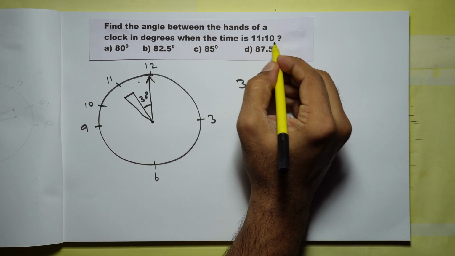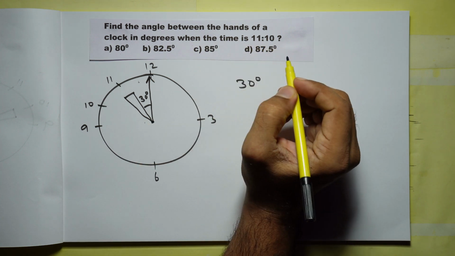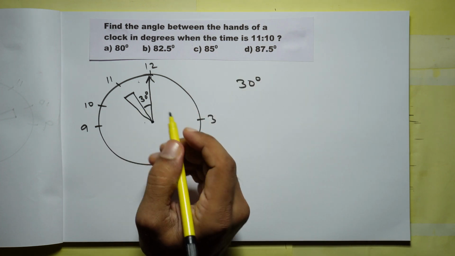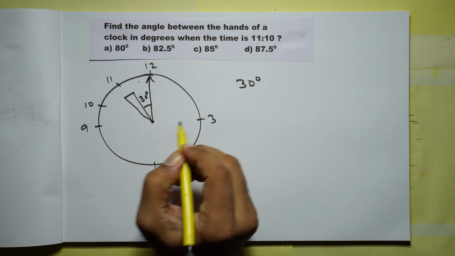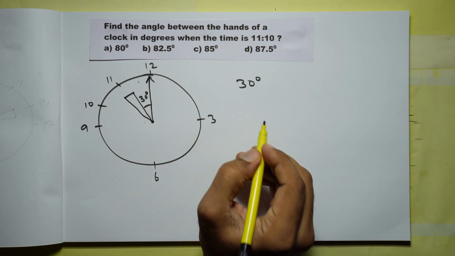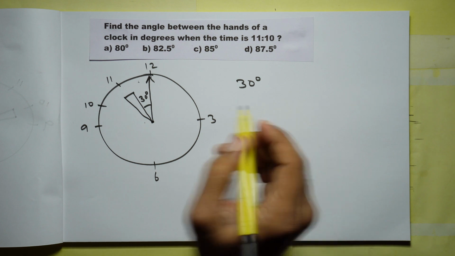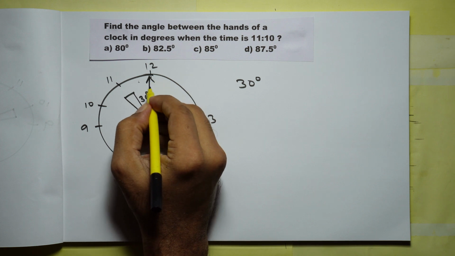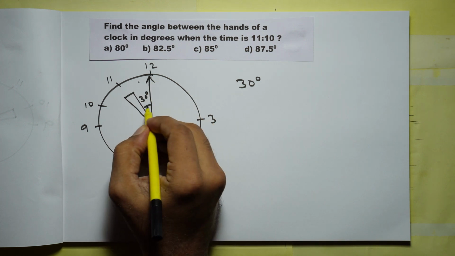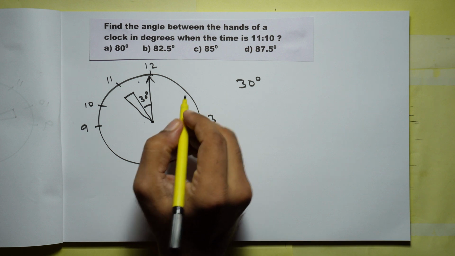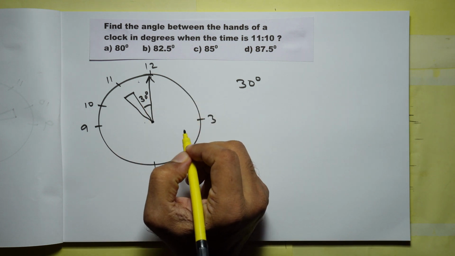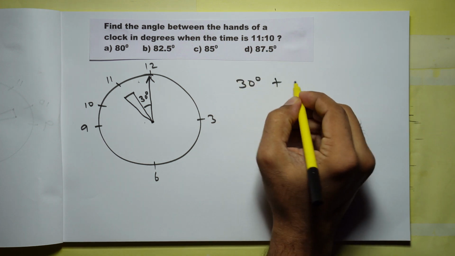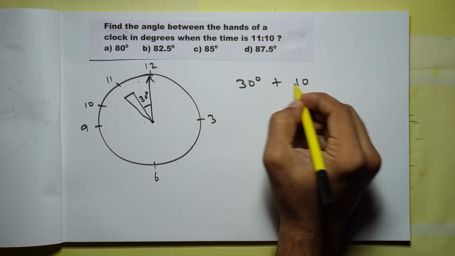Now we need to find the angle when the time is exactly 11:10. So after 10 minutes, what will be the angle? As I had said earlier, the angle between hour hand and minute hand changes by 5.5 degrees every minute. And in this case, you can see that the angle is increasing because the minute hand is ahead of the hour hand. So every minute it will increase by 5.5 degrees. And from 11 to 11:10, that is 10 minutes. So every minute it will increase by 5.5 degrees like that for 10 minutes.